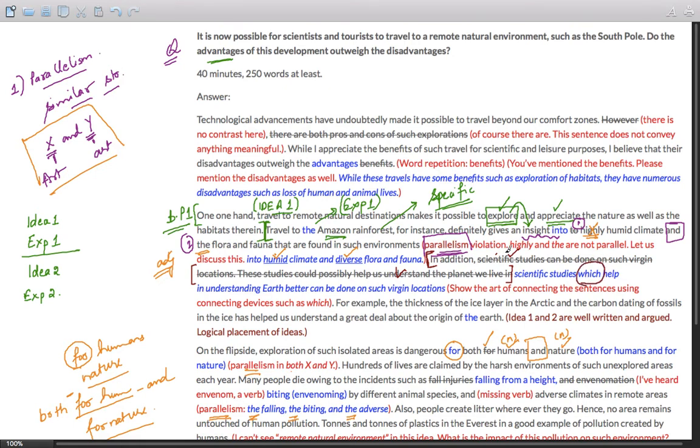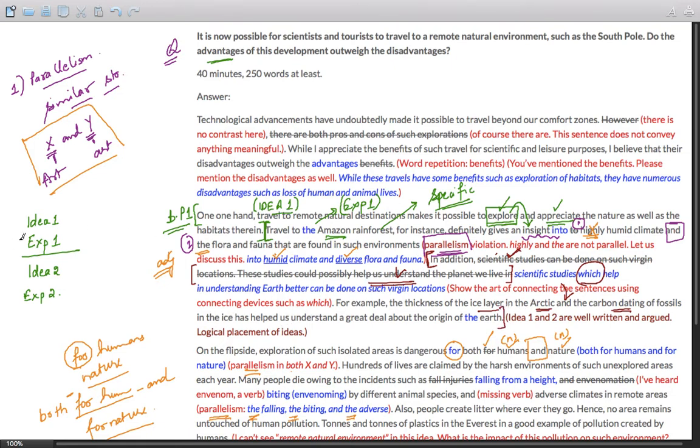So the question in the first sentence is scientific studies. Which scientific studies? Those scientific studies that help us understand the planet. So scientific studies which help in understanding Earth better can be done on such virgin locations. Then continue with the scientific studies. So here the student explains the ice layer in the Arctic and the carbon dating. So this is again very specific and very well explained indeed.